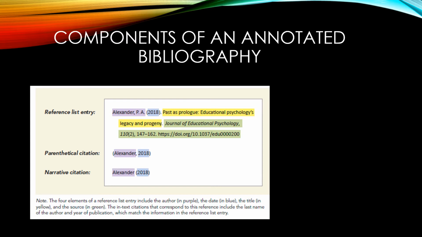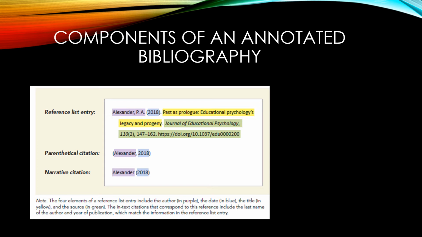This particular article was published in the Journal of Educational Psychology. So we're going to have that italicized, and then we're going to include a comma, and we're going to follow that comma by the volume number, which is always italicized. And then immediately after the volume number, which is 110 there, we're going to include the item number, or the issue number, excuse me, and the issue number is in parentheses and it is not capitalized.